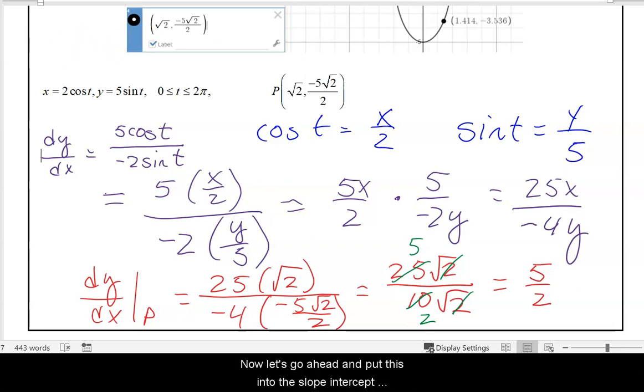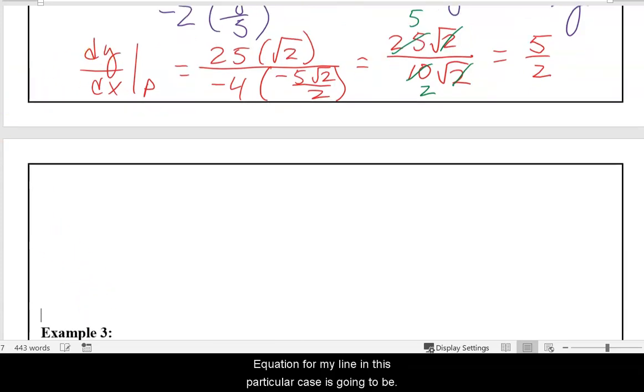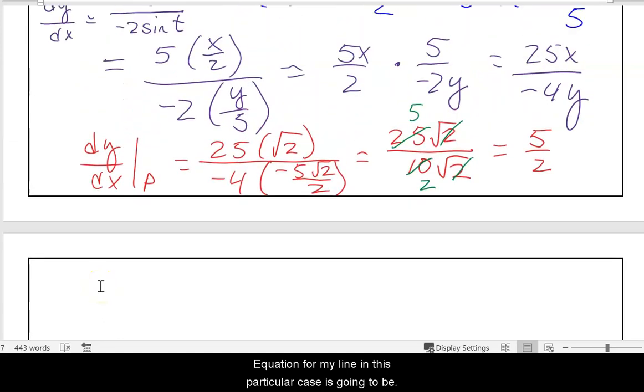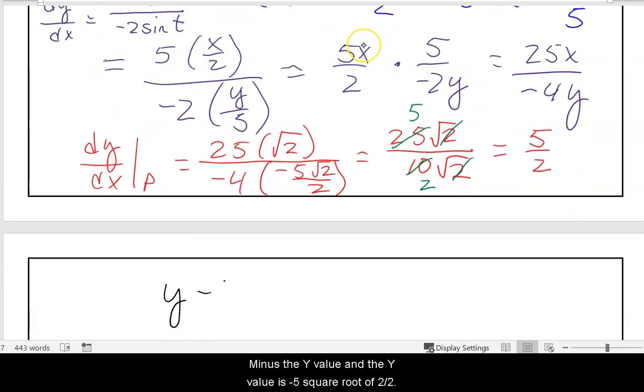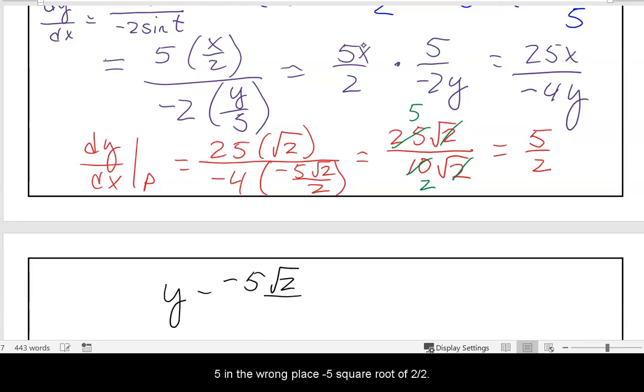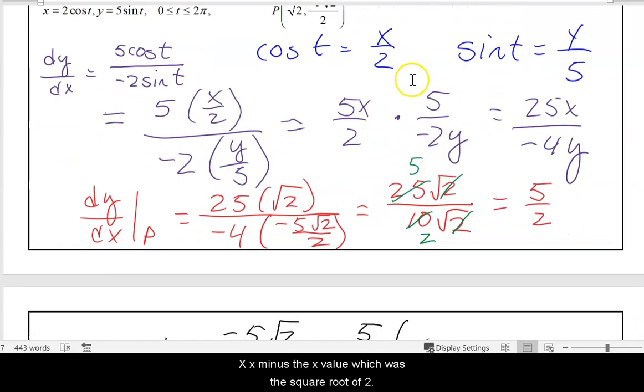Now let's go ahead and put this into the slope-intercept form of the line. The equation for my line in this particular case is going to be x minus the y value, and the y value is negative 5 square roots of 2 over 2. Oops, I put the 5 in the wrong place. Negative 5 square roots of 2 over 2 equal to the slope 5/2 times x minus the x value, which was the square root of 2.